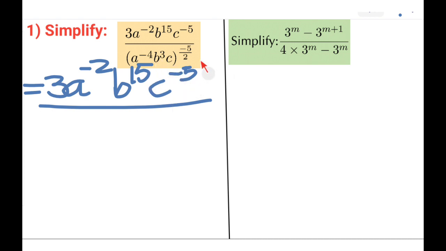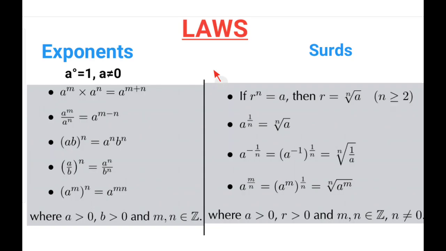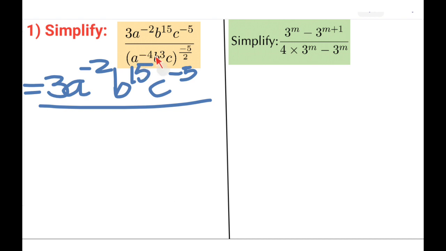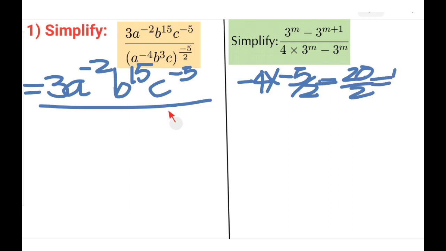Now the bottom one, if you notice, you've got a power raised to another power. So you use this law that says that if you raise a power to another power, you must multiply the exponents. And that is exactly what we do here. So we multiply the exponents of each and every one of these powers inside the bracket by the exponent outside the bracket. So a to the power of negative 4 times negative 5 over 2, that becomes positive 20 over 2, which is equal to 10. So that leaves you with a to the power of 10.